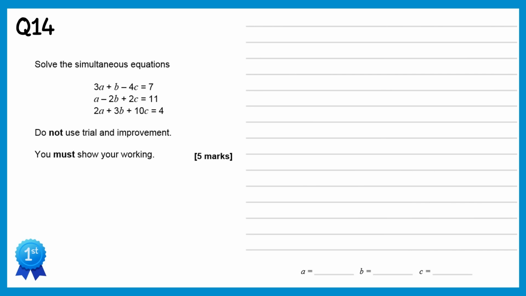Here we have three simultaneous equations. I'm going to label them 1, 2 and 3. I'm going to start by working with equations 1 and 2 and eliminating a. So I'll keep equation 1 as it is, and then for equation 2 I'm going to multiply it by 3. So a times 3 is 3a, negative 2b times 3, negative 6b, and 2c times 3 is 6c. And then 11 times 3, 33.